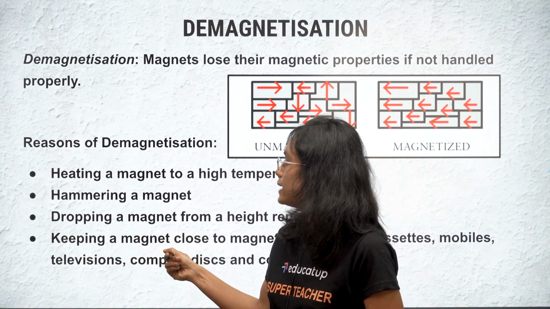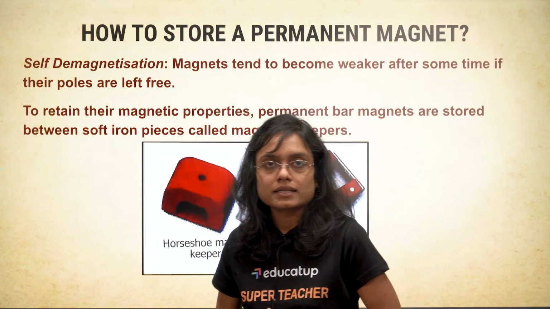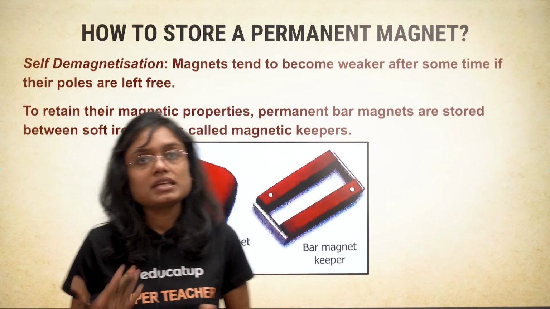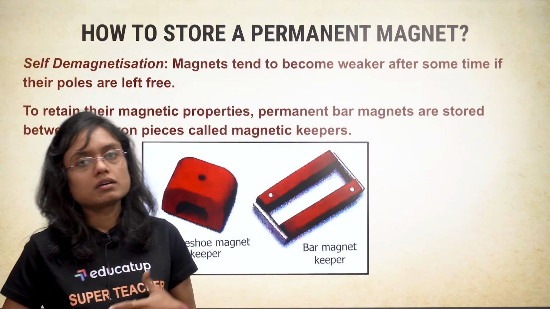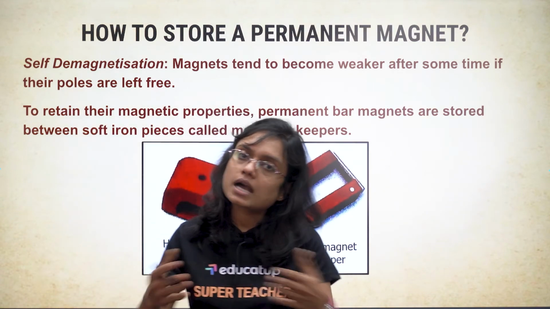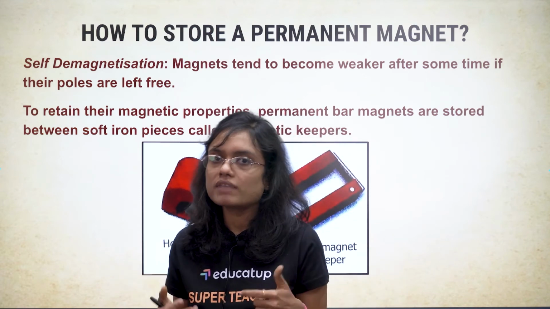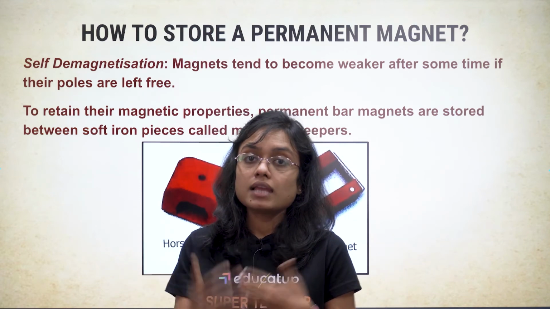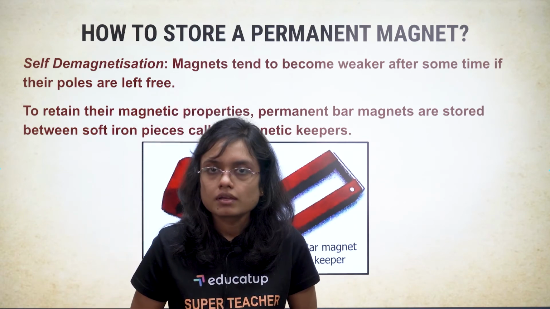Alright? And last but not the least, how to store a permanent magnet. Self-demagnetization means after some time every magnet starts becoming weak. Why? Because its poles are empty, they are open. That is self-demagnetization. In the last slide, you have seen demagnetization, when for different reasons magnets were losing their magnetism or strength.